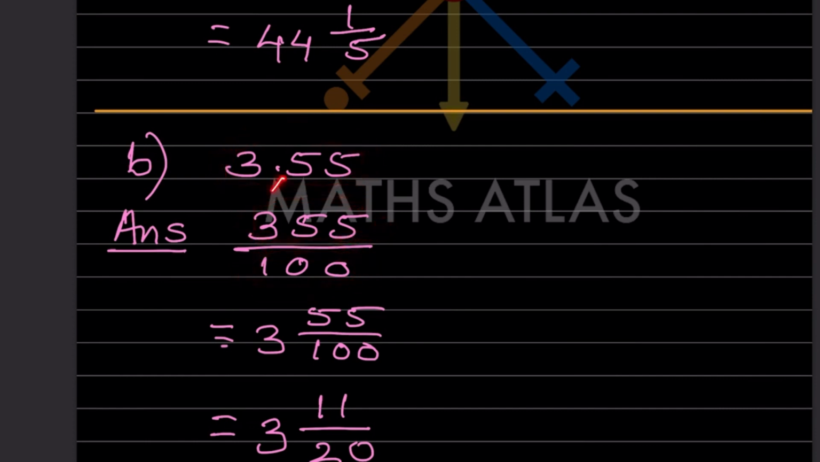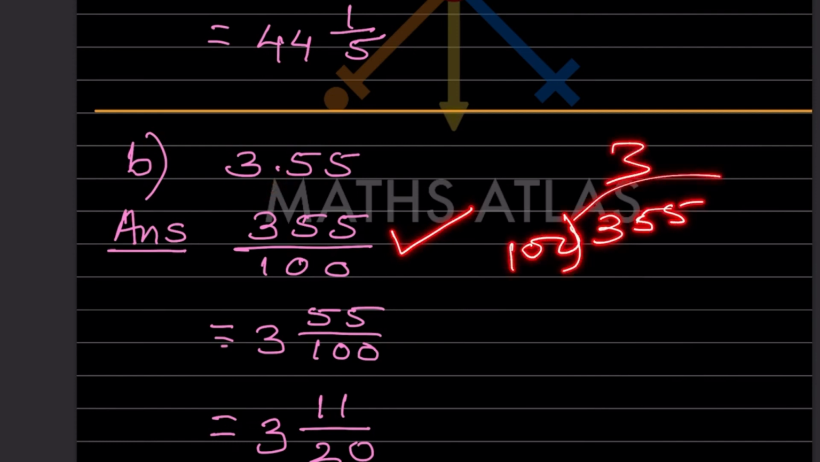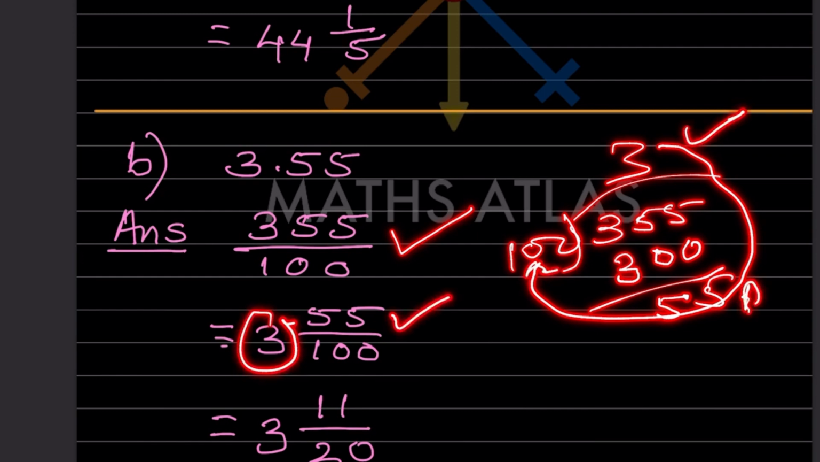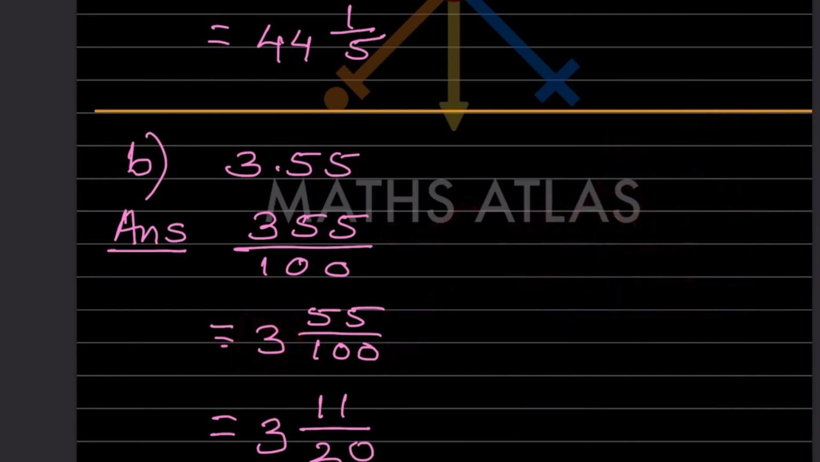So this decimal is gone. Now concentrate on this one. Again we are going to simplify. So 355 divided by 100: 100 goes three times, that is 300, and the remainder is 55. And now look here. We will go like this. This is the whole number, which is written over here. The remainder will be in the numerator and this 100 is going to go in the denominator. So this 3 will be as it is.